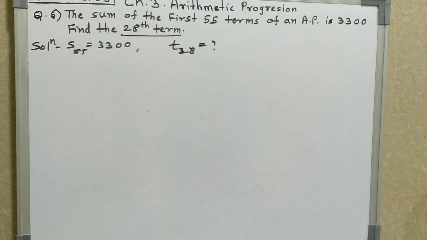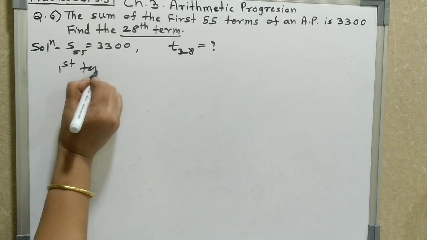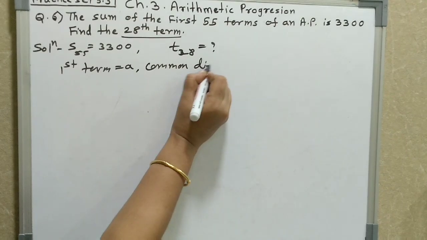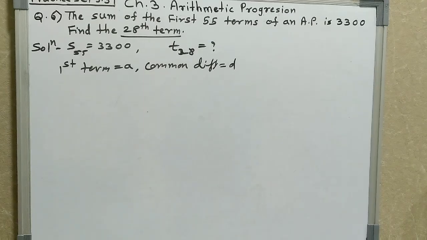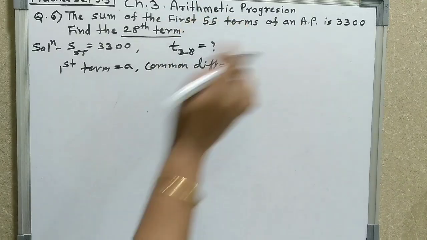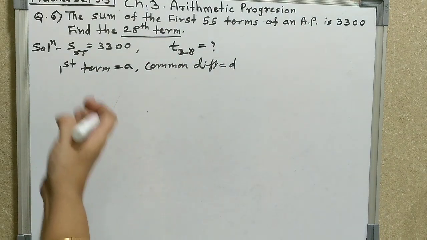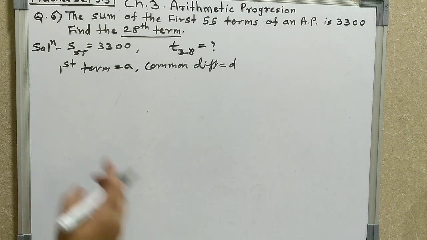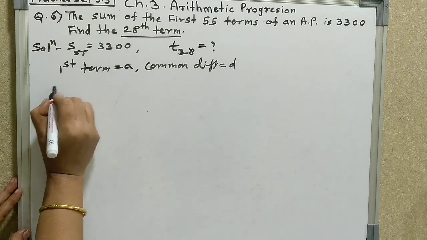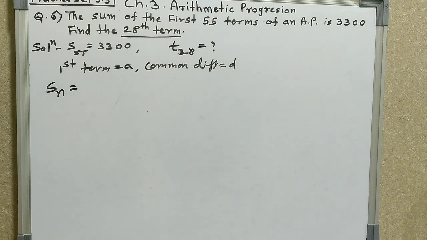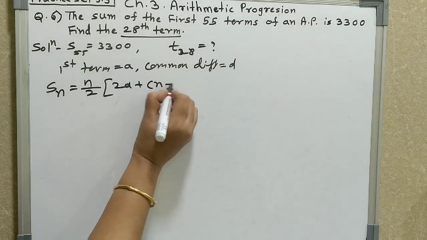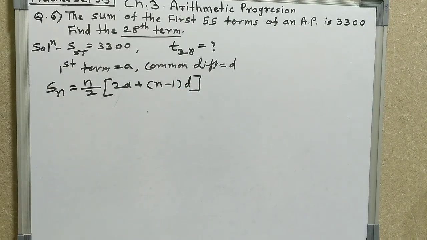Now the first term is A and the common difference is D. First we use the value of Sn given in this example. We use the Sn formula, find the sum of these terms, and then find the value of T28. So first we use the formula of Sn. What is the formula of Sn? Sn is equal to n upon 2, 2a plus n minus 1 into d. This is the Sn formula.